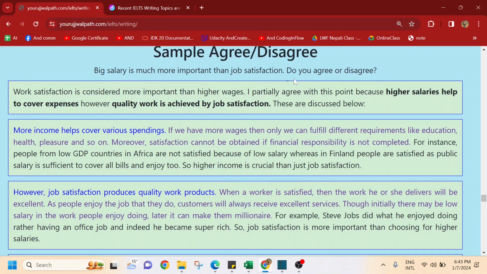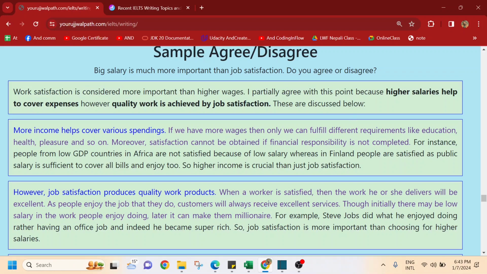These have to be thought out and then kept in your introduction. I partially agree with this point, or you agree or you disagree. Just keep 2 of the points in your introduction. And after however, make sure that you put a comma, which is not kept over here. First thing is to change the language and say you agree or disagree. Here I'm going with partially agree.